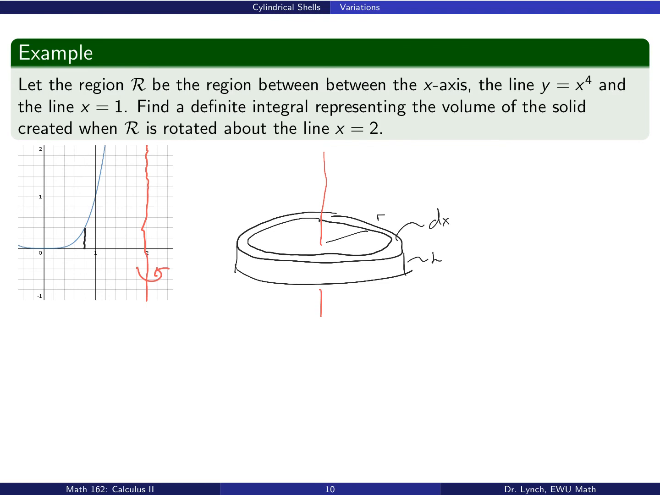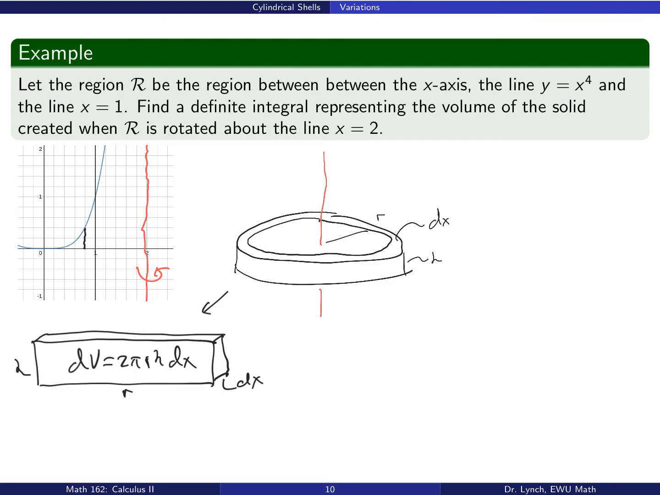Now the height h is going to be pretty quick to determine. The radius r a little more work, and then we'll go ahead and think about adding up just like we did before. So take out your magical mathematical scissors, slice this piece open, and let's find what r and h are. Just like before, the volume of our shell is dV equals 2 pi r h dx.